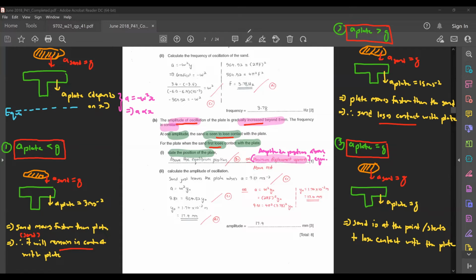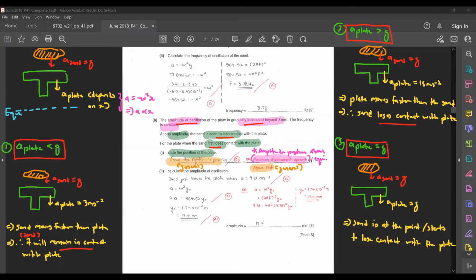Now, the other two answers here, where they say above equilibrium position or above resting position, this is a more general position for where the sand starts to lose contact with the plate. But the exact position, if they want the answer to be even more specific, is actually at the amplitude position above equilibrium, or maximum displacement upwards.